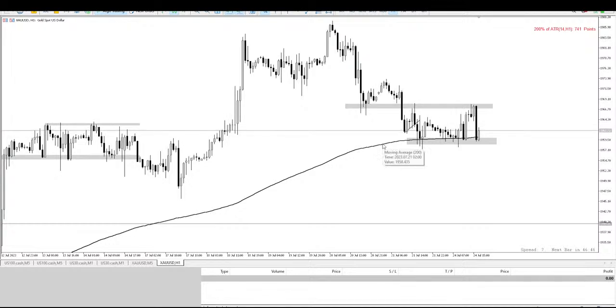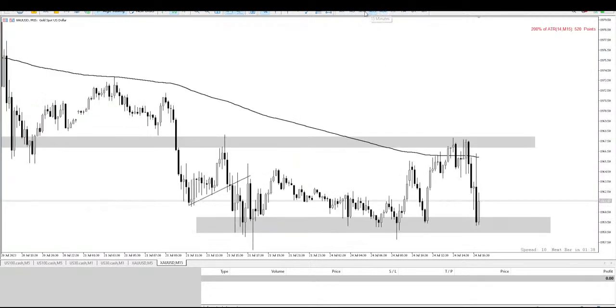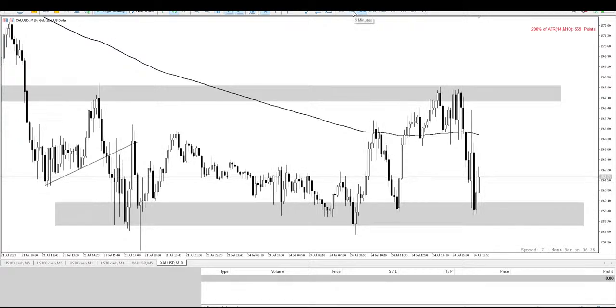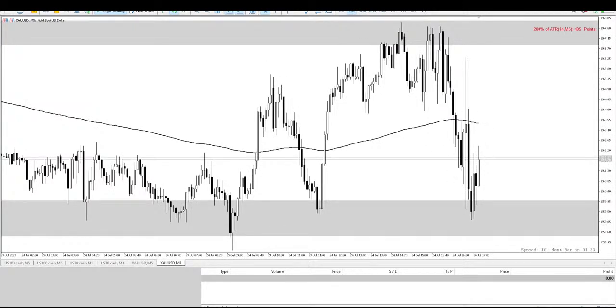Gold is testing that 200 EMA on the 1 hour, but it created a range here too. Look at those crazy wicks.